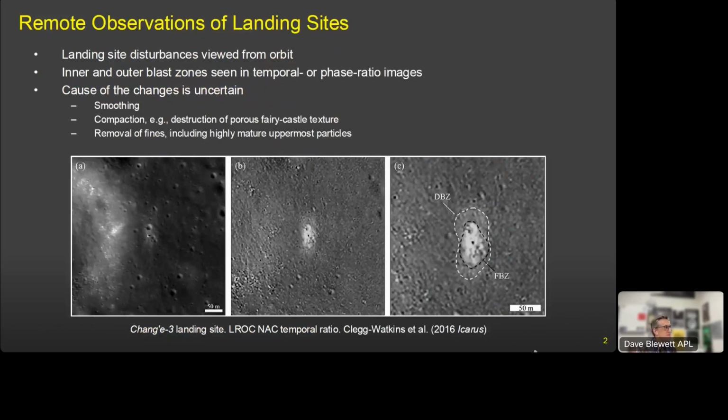Right. So as we know, disturbances have been documented around pretty much all the landing sites as seen from orbit. Typically, there's sort of an inner and outer blast zone. These are seen either directly in reflectance images or in either temporal or phase ratios. Now, the cause of these changes is somewhat uncertain. It could be related to changes in texture, such as smoothing, perhaps compaction, destruction of the uppermost porous fairy castle texture. Of course, there's probably removal of fines, including perhaps the most highly mature uppermost particles.